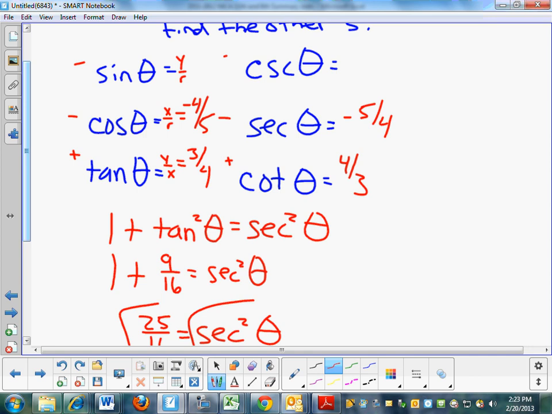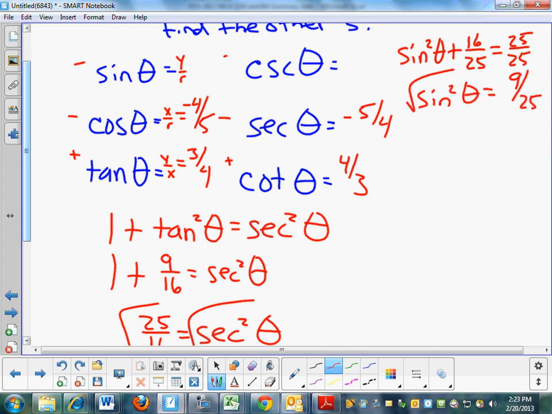Let's do it. Sine squared plus, what do I get if I square cosine? 16 over 25 equals 1, which is 25 over 25. Subtract that over. Sine squared theta is equal to 9 over 25. Square root. Sine of theta is equal to plus or minus 3/5, which is positive or negative? Negative 3 over 5. And cosecant would be negative 5 over 3. Got to be able to use those formulas.